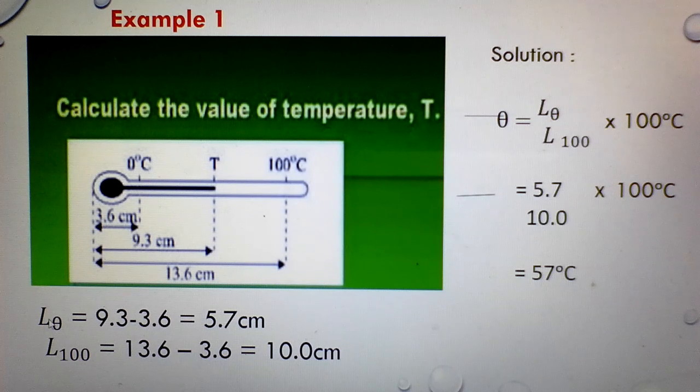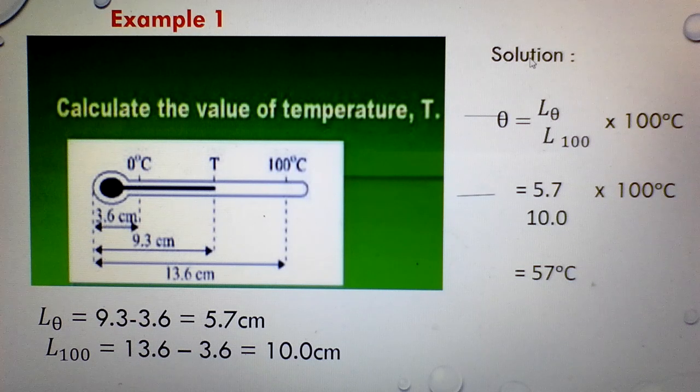So now we want to calculate L theta. L theta is from 0 to T, so meaning 9.3 minus 3.6. So we get 5.7 centimeter. L100 is from 0 to 100, so meaning 13.6 minus 3.6. So we get 10 centimeter.